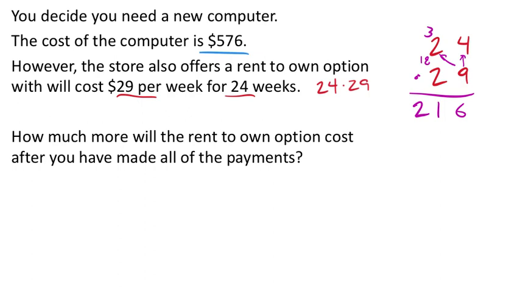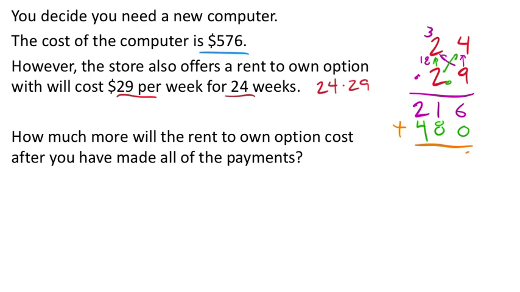Now that's just the 9 times the 24. But then I've got to do 20 times 24. So again, no ones here. But then I would have 2 times 4, which is 8, and 2 times 2, which is 4. And when we add these together, that will tell us how much money was spent on the 24 weeks of renting this rent-to-own computer at $29 per week.